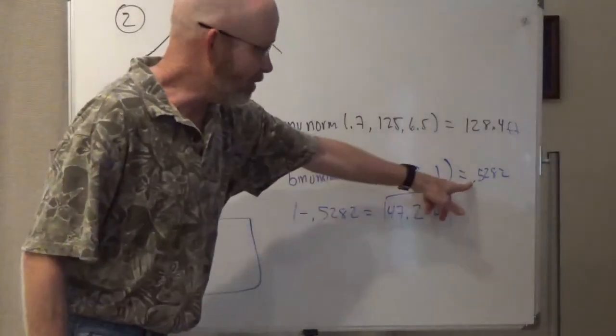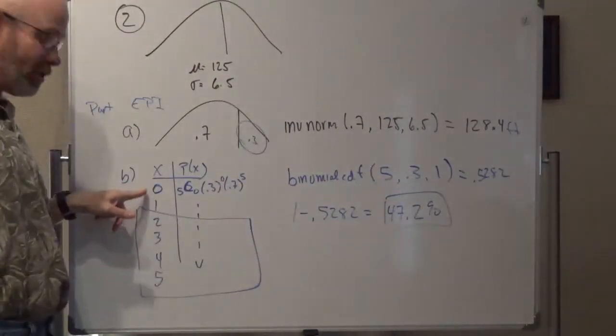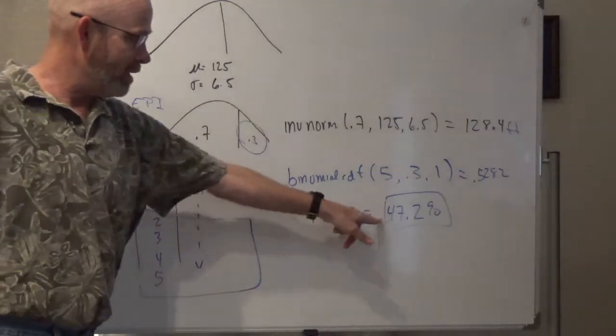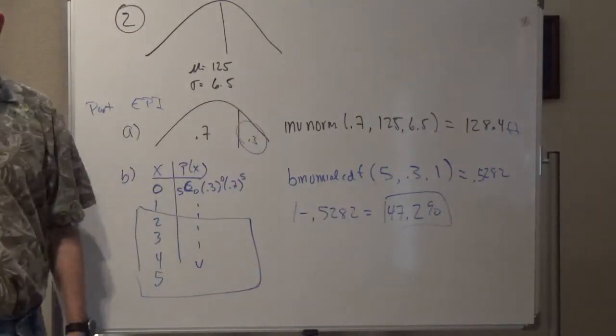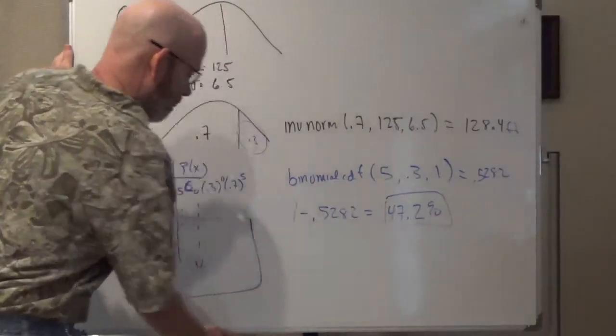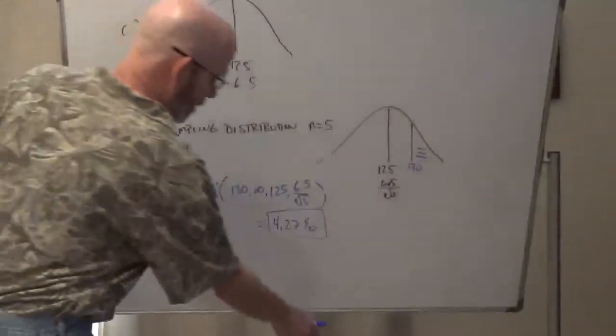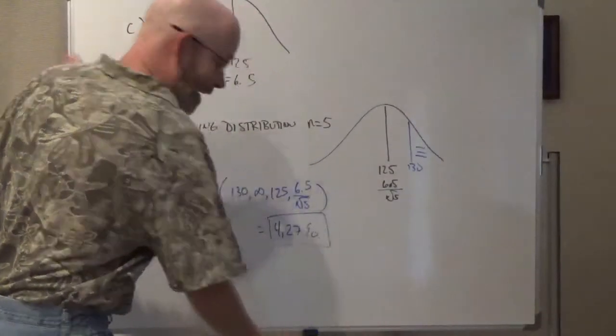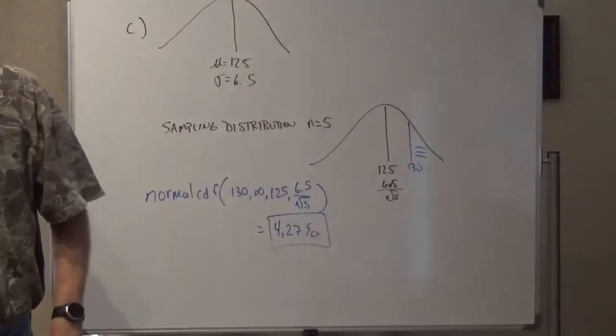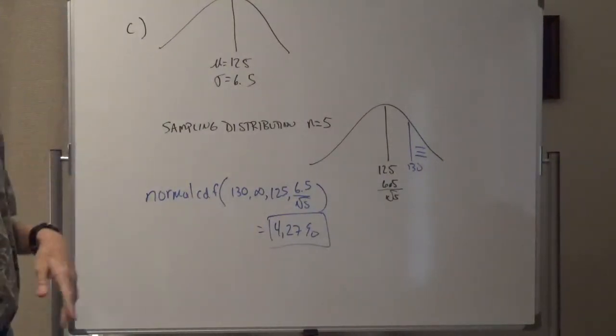So that's 52.8%, but that's those two, so I want to subtract that from 1. And the answer is 47.2% for that one. And that part, B, was also an EPI, so that was the second part. And the third part is a sampling distribution problem.